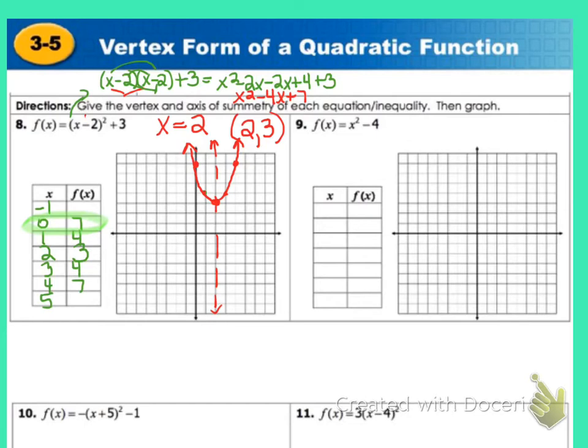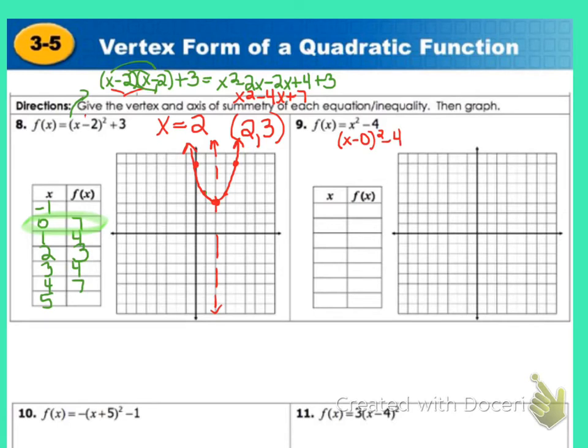So what about number 9? So this time my function is x squared minus 4. Well, this is kind of written in vertex form. It's just that there really is nothing being done in terms of a horizontal slide. So this is really the same as saying x minus 0 squared minus 4.